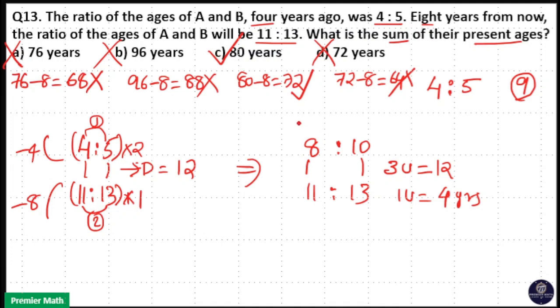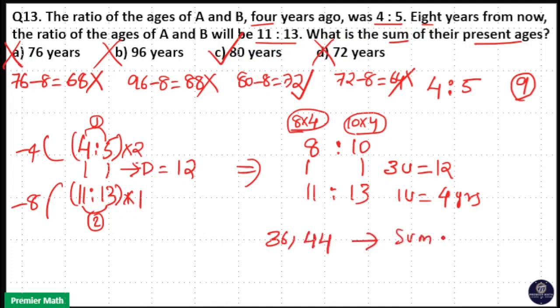8 into 4 and 10 into 4. That is 32 and 40. Now after 4 years, that will be 36 and 44. That is, the sum will be 80. So your answer is option C.